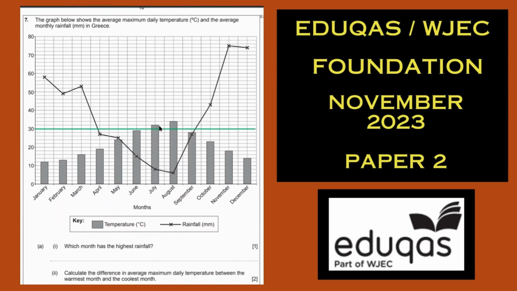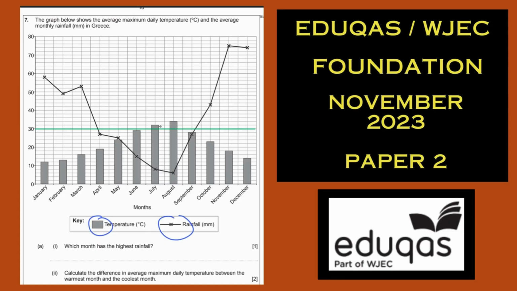Question 7. Very complex graph going on there. Just soak it up for a sec, but it is just reading information. Okay. The best thing is, don't overcomplicate. Don't read every bit of data. Just mentally note the shaded in bar chart is temperature. The line graph, or if you want to call it the frequency polygon, is the rainfall.